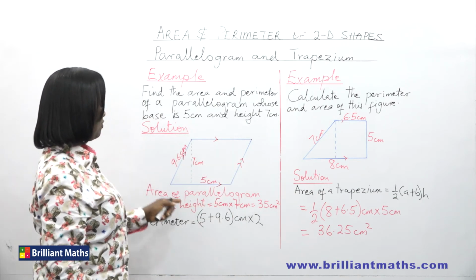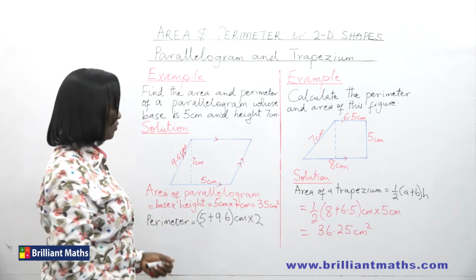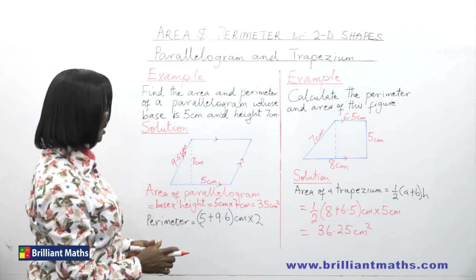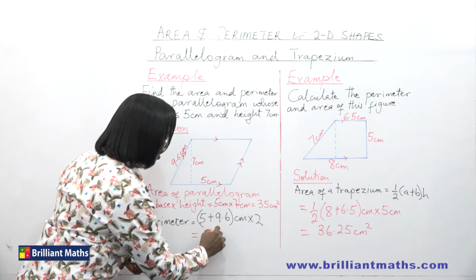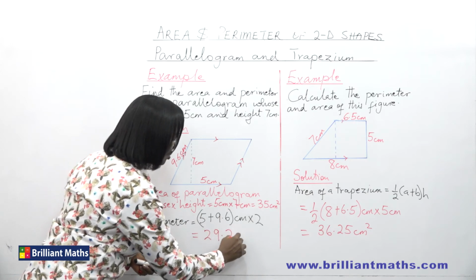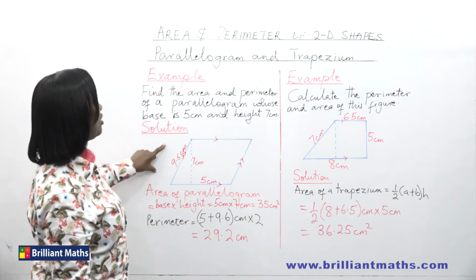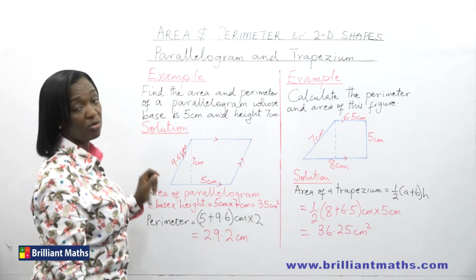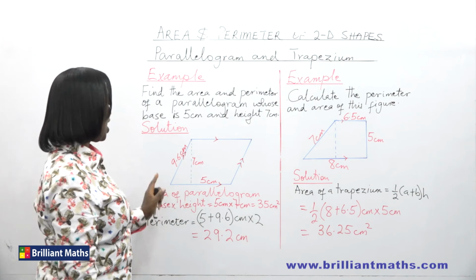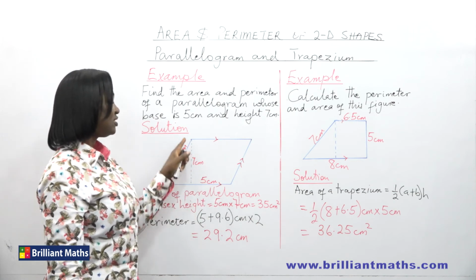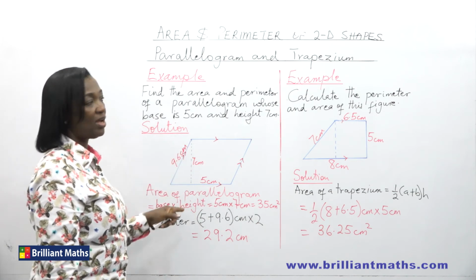That's 5 plus 9.6 times 2. And that will give us 29.2 centimeters. So that's the perimeter of the parallelogram. But remember that the area of a parallelogram is base times height, perpendicular height.